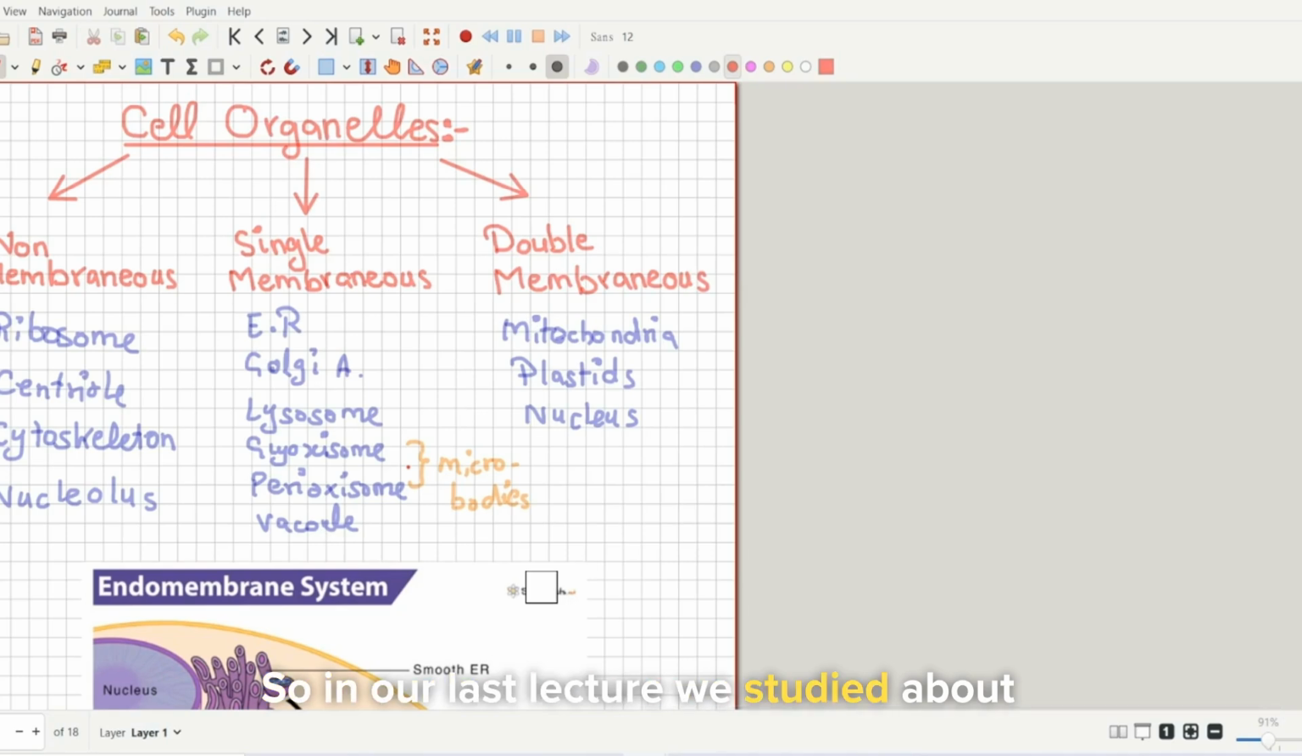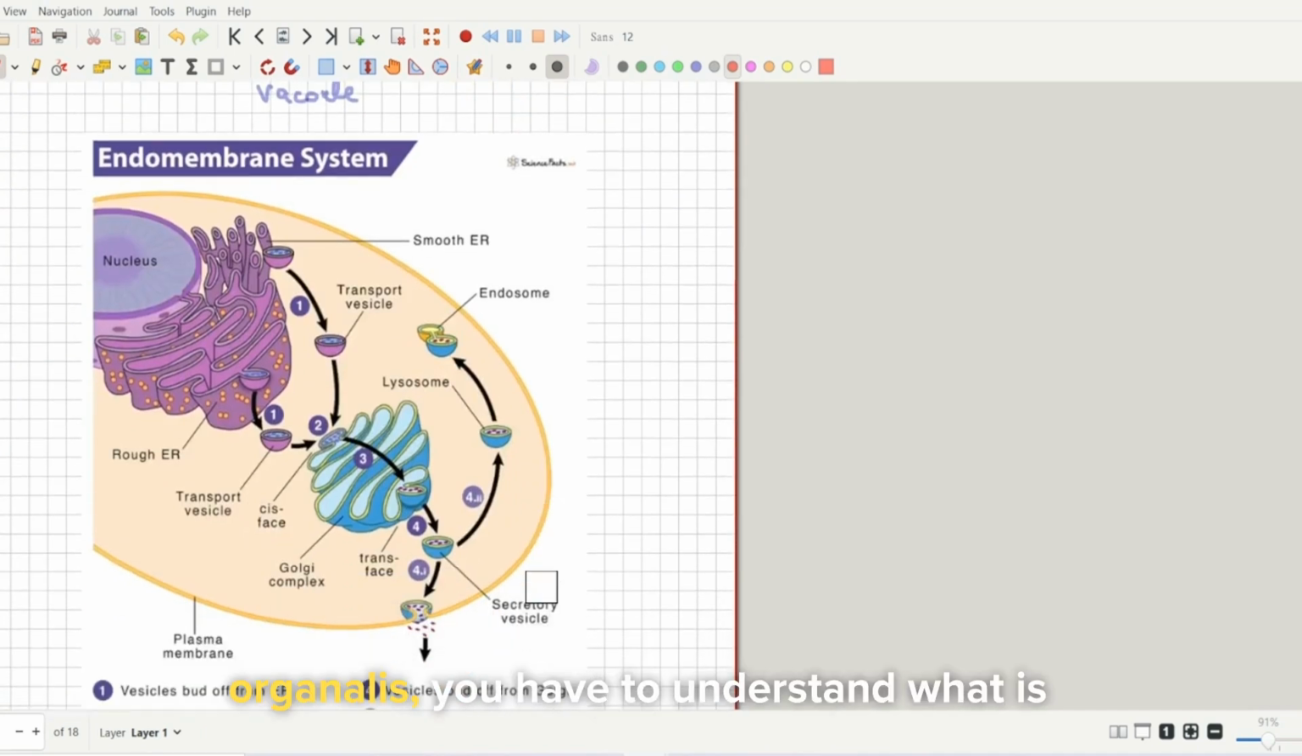So in our last lecture we studied non-membranous organelles, and in this lecture we will be discussing single membranous organelles and double membranous organelles. First we will be discussing single membranous organelles. Before we study single membranous organelles, you have to understand what the endomembranous system is.